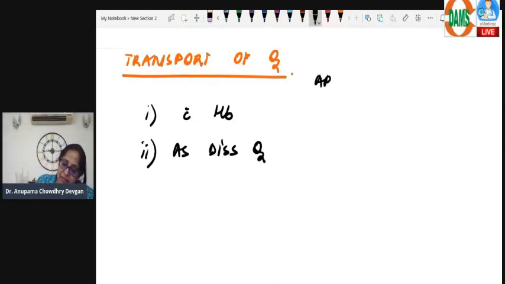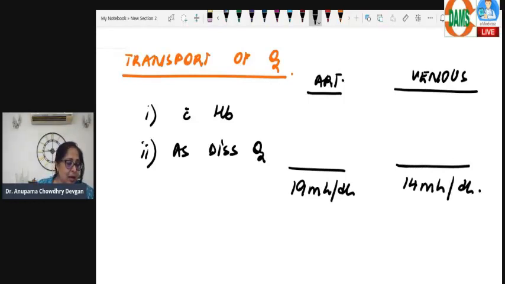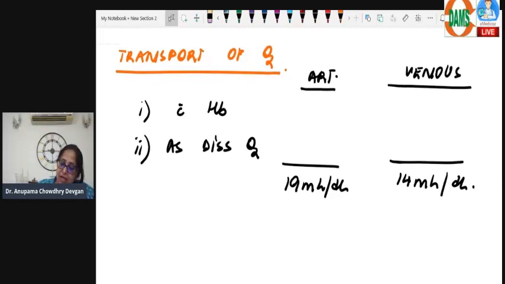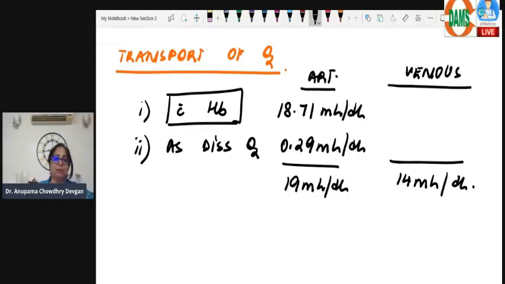Now, if you look at the arterial blood and the venous blood, I've already told you the total O2 in arterial blood is 19 ml per 100 ml, and venous blood is 14 ml per 100 ml. The dissolved oxygen is 0.29 ml per 100 ml. That means 18.71 ml per 100 ml is in combination with hemoglobin. Dissolved oxygen is just 0.29 ml per 100 ml of blood.